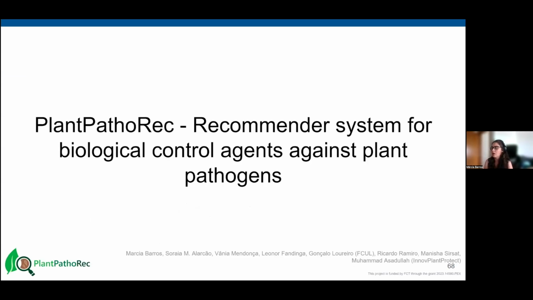Now, I would like to talk about the last use case that I have, and this is my current work. It's called Plant Pathorec, and this is a recommender system for biological control agents against plant pathogens.